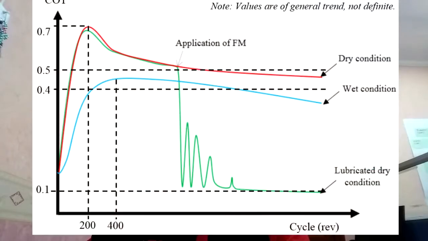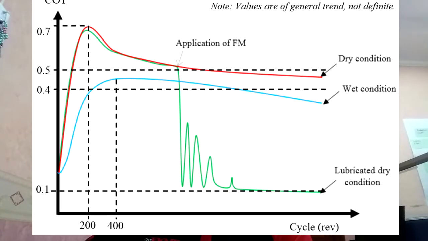Next, I'll be presenting on dry and wet wheel-rail contacts. From this figure, you can see that there are several lines indicating different conditions: dry condition, wet condition, and also lubricated dry condition. As you can see, lubrication can instantly and effectively reduce the coefficient of traction. Looking at the green line, once the friction modifier is applied, the coefficient of traction reduces instantly from 0.5 to 0.1.